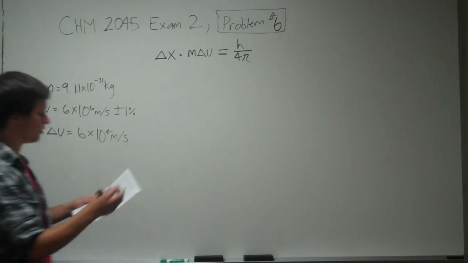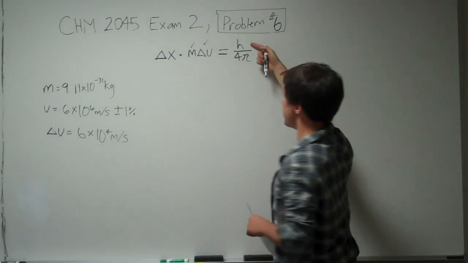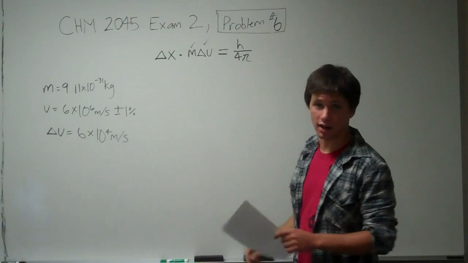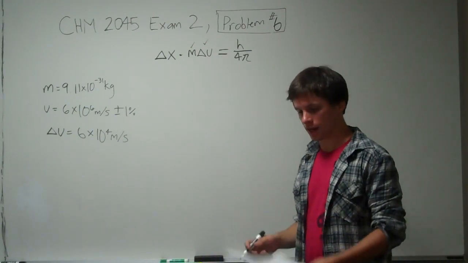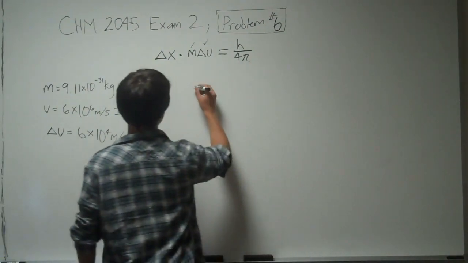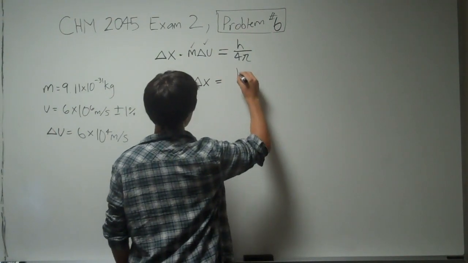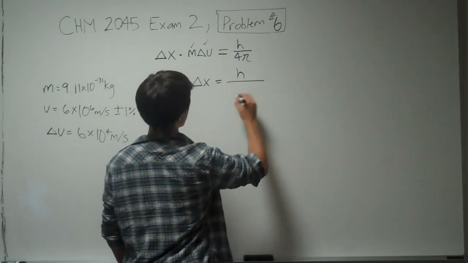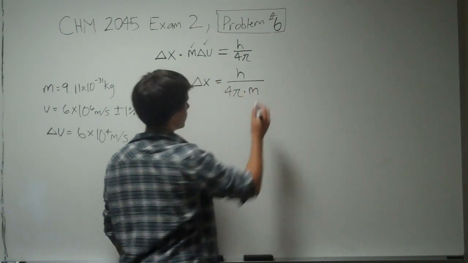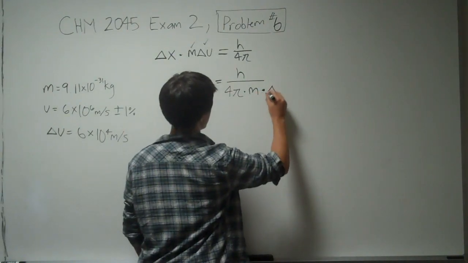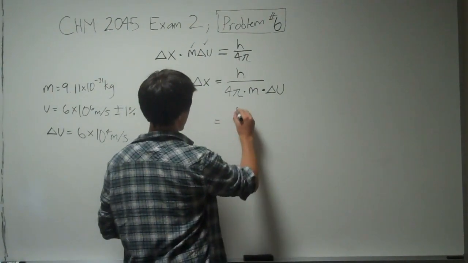Okay? So now you have your delta u, you have your m, h is a constant, and obviously 4 pi is a constant. So you can rearrange this equation algebraically, and that'll give you delta x, which is what we want, the uncertainty in the position, is equal to h over 4 pi times m times delta u. Okay? So we'll just plug in those values. It's best to use a calculator for this.